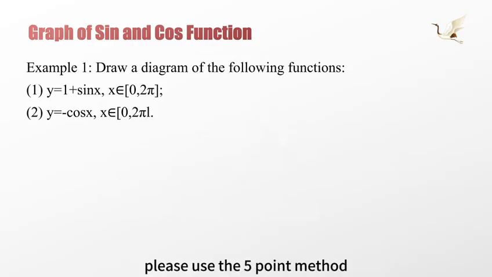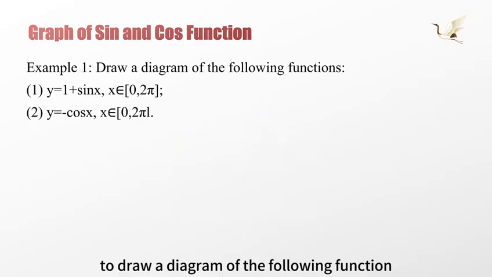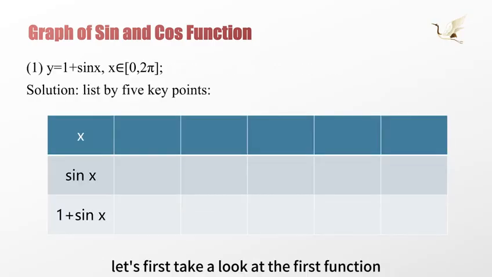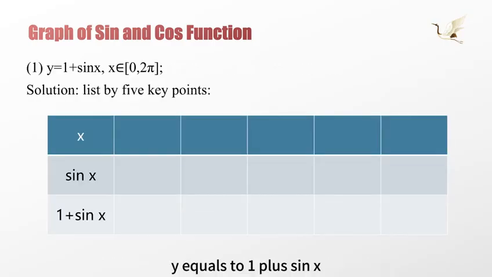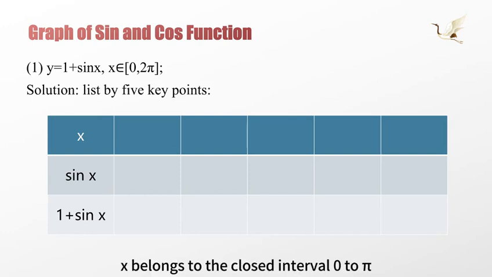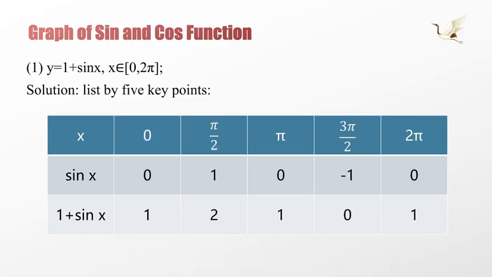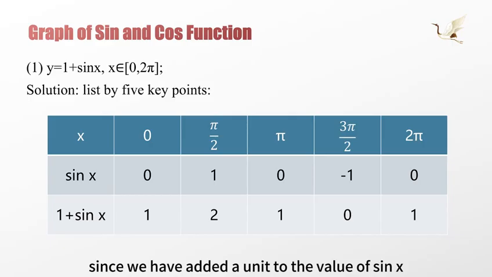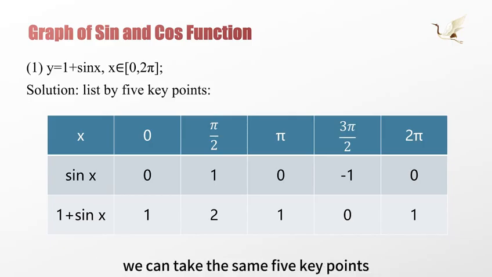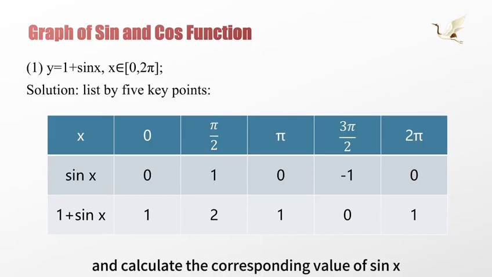Please use the 5-point method to draw a diagram of the following function. Let's first take a look at the first function, y equals 1 plus sine x, where x belongs to the closed interval 0 to 2 pi. Which 5 key points should we take? Since we have added a unit to the value of sine x, we can take the same 5 key points as the sine function and calculate the corresponding value of sine x for each one.